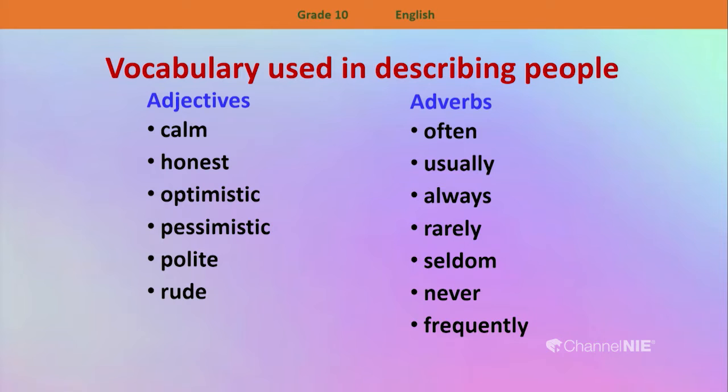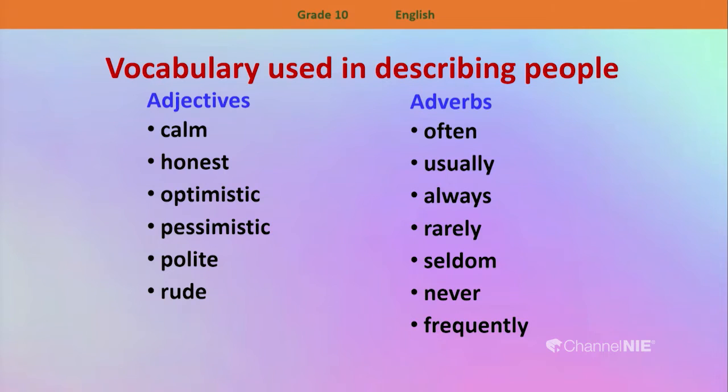Now let us look at the adverbs, children. Often, usually, always, rarely, seldom, never, frequently. How can we use them in describing people? Can you think of any way, children? Yes, she is often optimistic. She is a very positive-minded person.